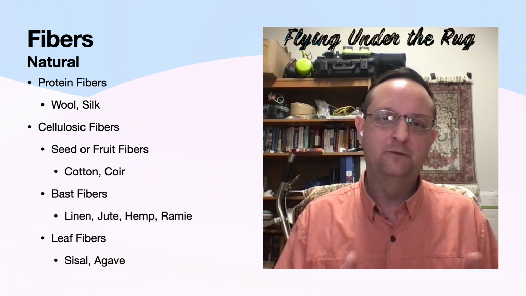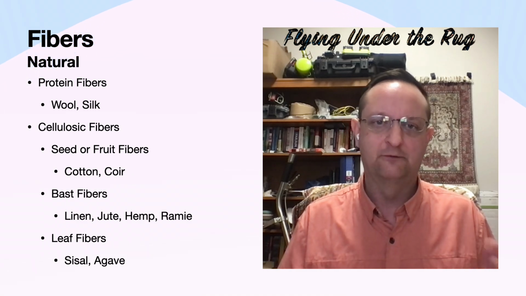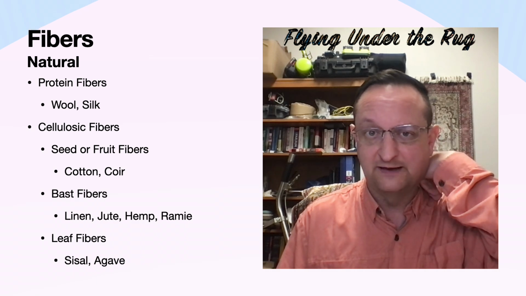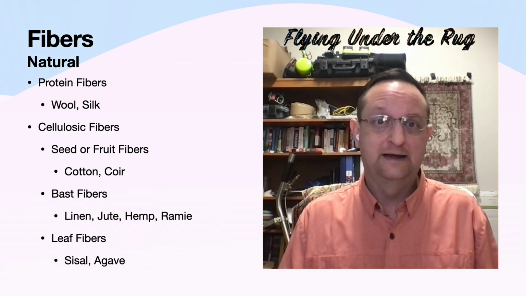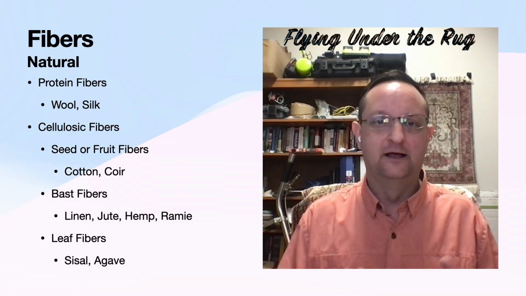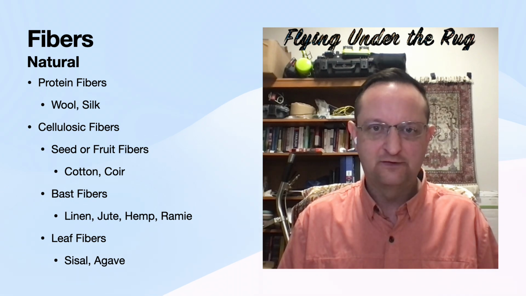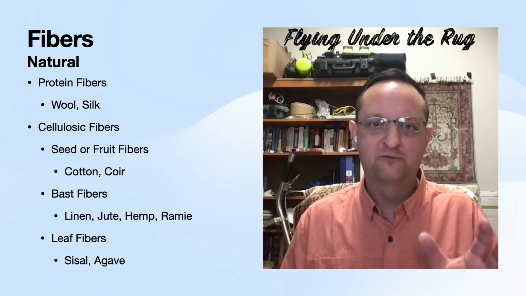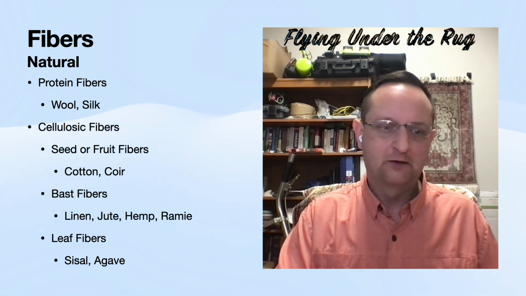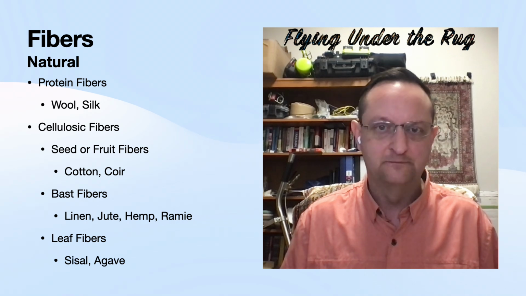And then the last one would be leaf fibers. These fibers are coming from the leaves of the plants, like sisal, agave. There are lots of different kinds of plants out there. Some plants, like the banana plant, you can get bast fibers and leaf fibers from. So there's a lot of different options. We do have to treat them all pretty much the same way, though there are some specific considerations when we're looking at the bast fibers versus the leaf versus the seed fiber.